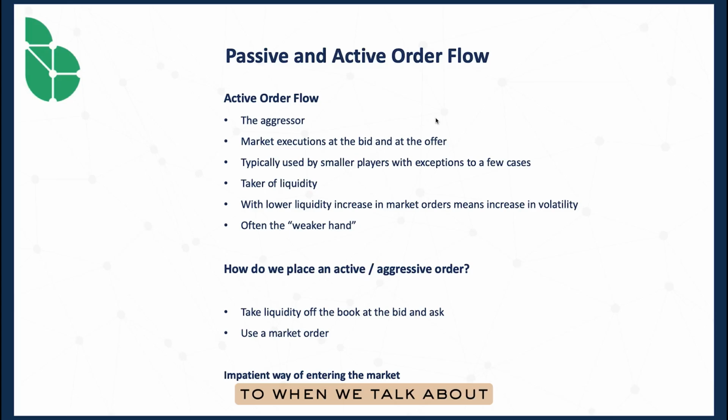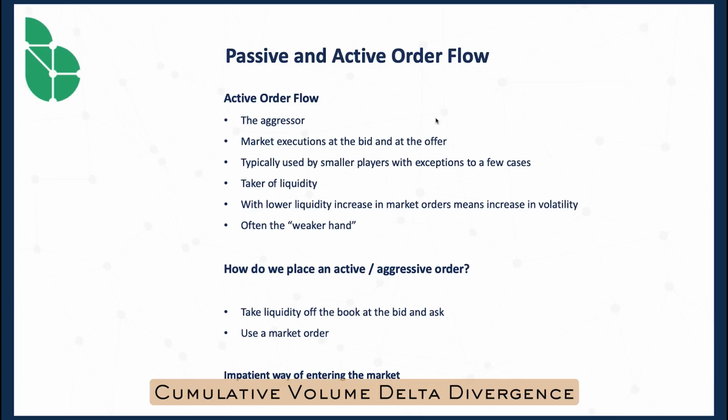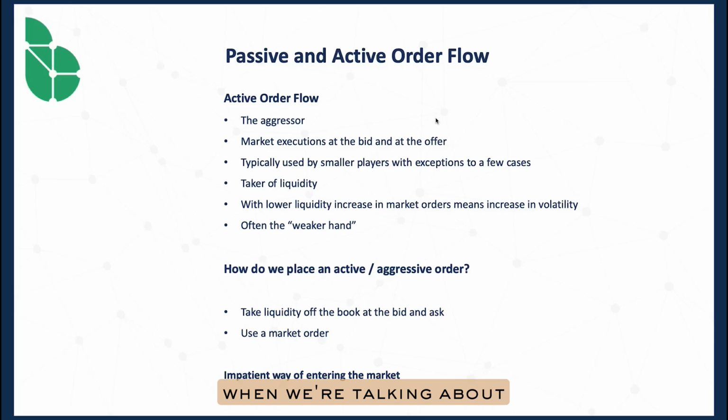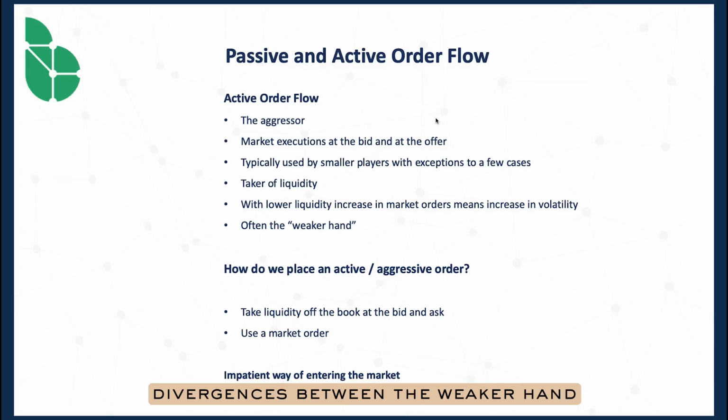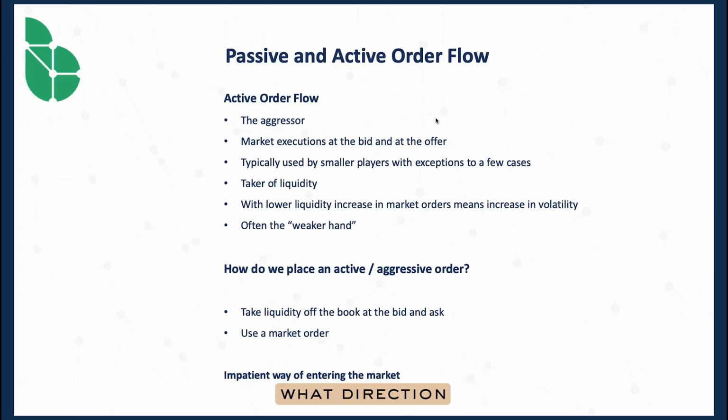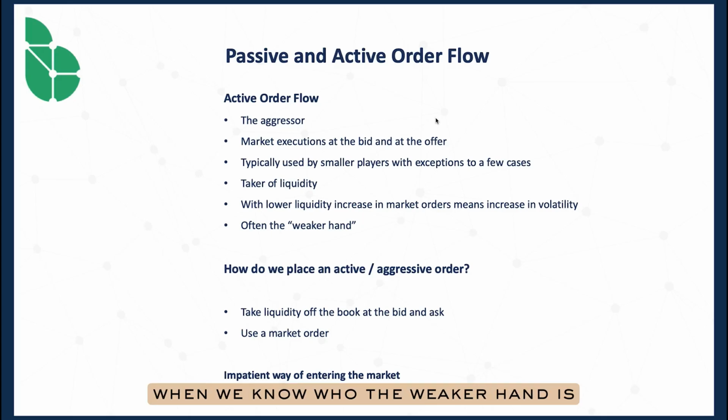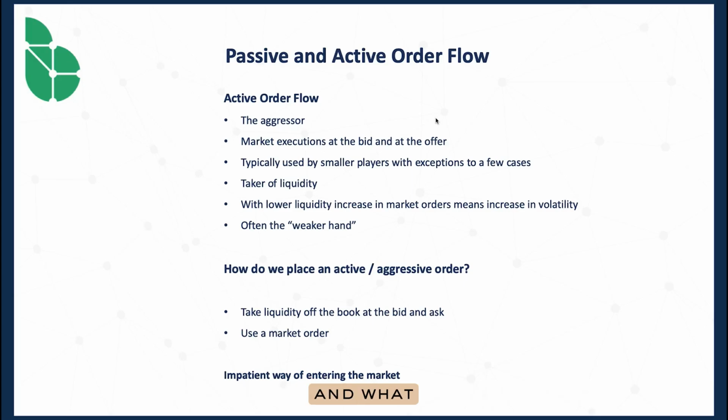And this will tie into when we talk about cumulative volume delta divergence, when we're talking about divergences between the weaker hand and the heavier hand, or identifying where the heavier hand sits in relation to price. We can identify where the heavier hand sits when we know who the weaker hand is, and then we could put ourselves in line with hopefully where the heavier hand is, where they are positioned, and what their intentions are for the market.